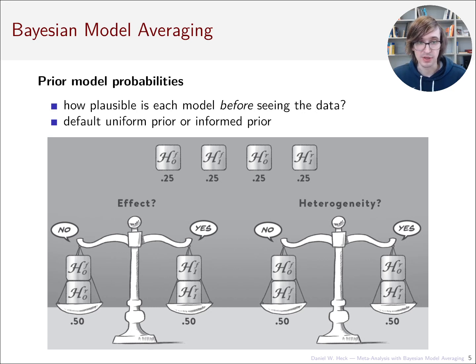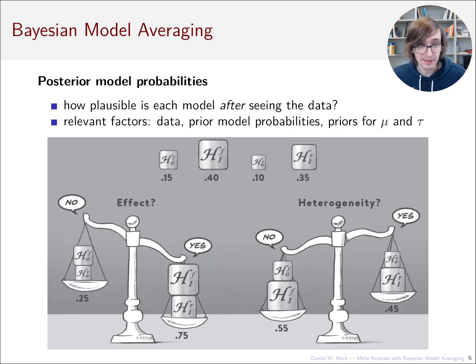Here you see an illustration where uniform priors are used. On the top there are these 4 boxes for the 4 hypotheses, and each has a probability of 25%. What follows from this is on the bottom, on the left and right-hand side, the plausibility of our questions. First, is there an effect? If you combine the null models and the alternative models, you see it's 50-50. We don't know yet. This is why we do the meta-analysis. On the right-hand side, you see the heterogeneity, and there you also combine models, but on the left-hand side the fixed ones, and on the right-hand side the random ones. And here it's also 50-50.